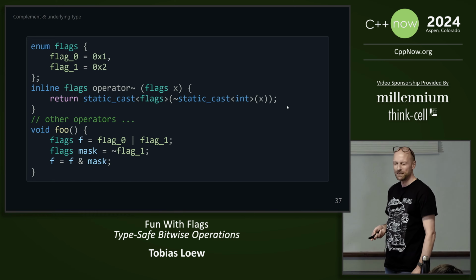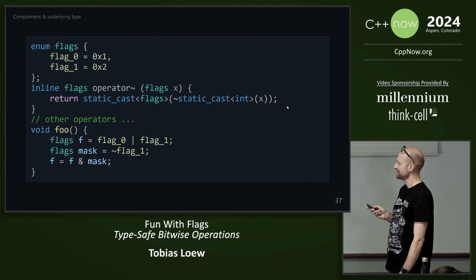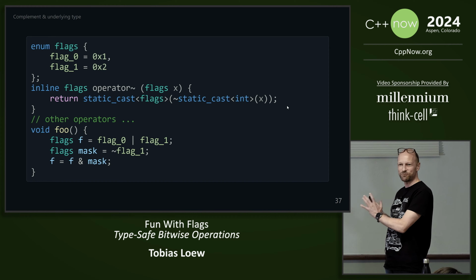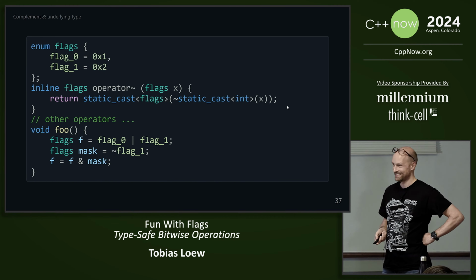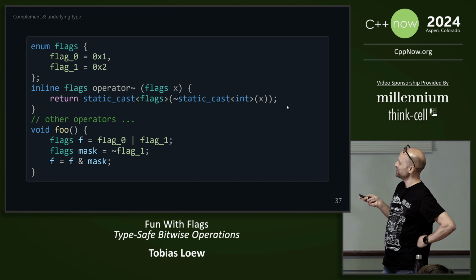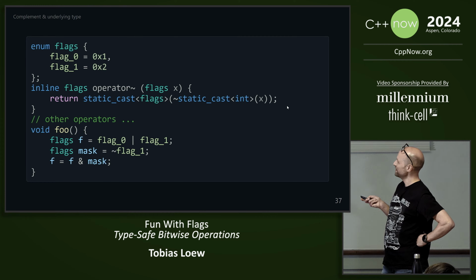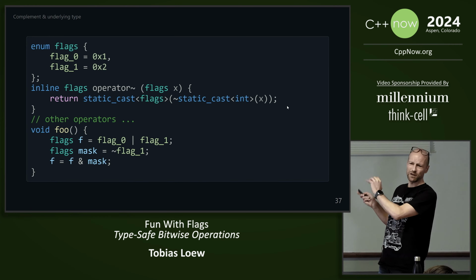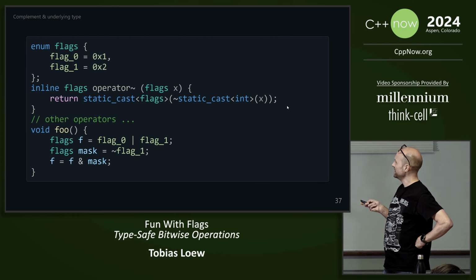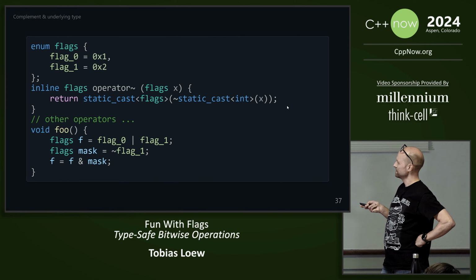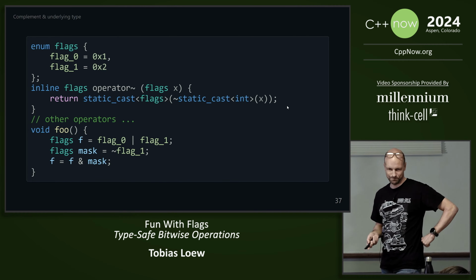So, okay, but we're still not done. Can anyone spot a problem with this code? So we're having a good old enumeration with 2 flags. And here now we define the operator negation, just taking in a flag and returning, casting to the int, which is the usual. Let's assume we have the usual underlying type int here. We negate it, we cast it back to flags and return it. And here in foo, we just use it to create a mask and just take away the bit.